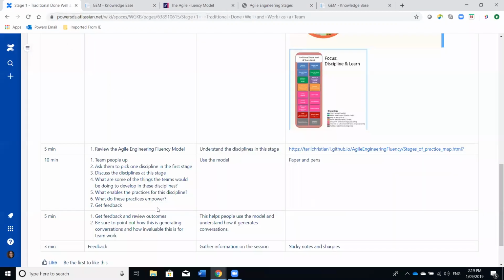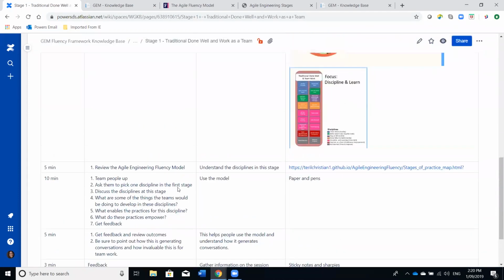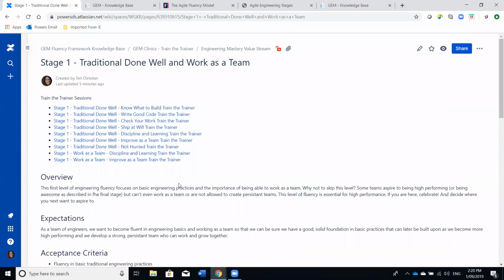And really what you want to pull out through the feedback section is, are these teams empowered to do this? What would it take for them to do this? What's important to them? And you really want them to leave with, yes, these are things that we want to invest in. These are things that we're actually aspiring to. How do we get better at this? What are the steps we need to take in order to get better at what we're doing? So this is an overview of traditional done well and working as a team.